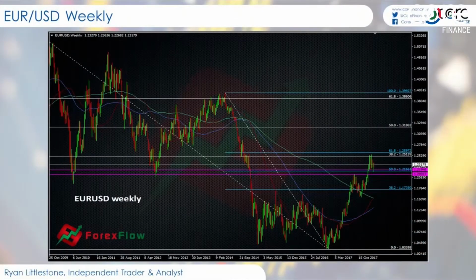Right, so you've kindly sent two charts over. Let's kick off with the first one, the Euro US dollar, a weekly chart. What are your thoughts here?